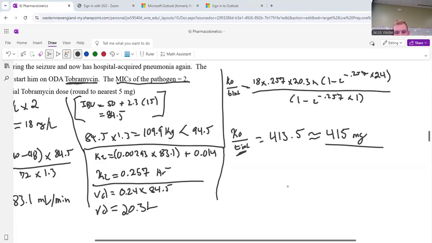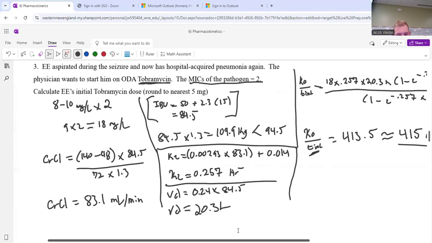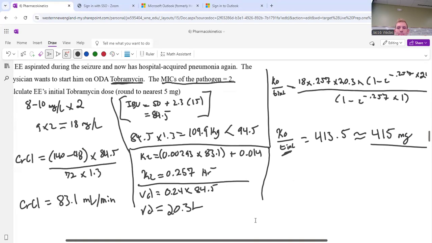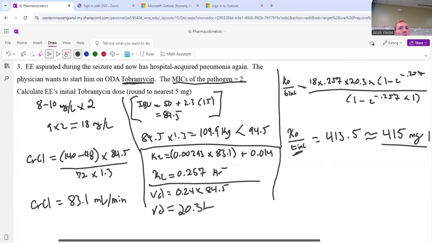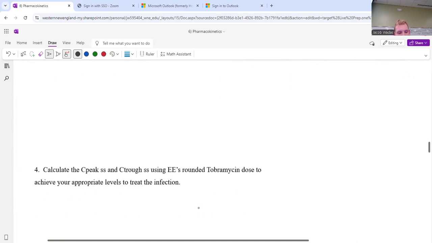Any questions about how we calculated the dose for the patient, why we rounded, anything like that? Do you guys have any questions here? Good? Okay.